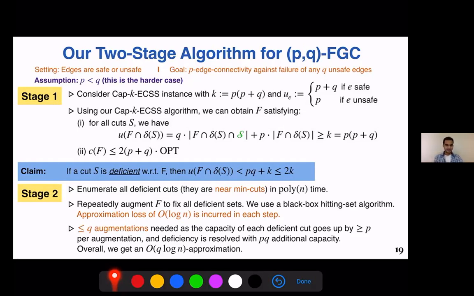Observe that every deficient cut starts with a capacity of at least K, and it stops being deficient once it reaches a capacity of PQ plus K. And because each augmentation gives us an additional capacity of at least P, there can be at most Q augmentations. Overall, this gives us a Q log n approximation.